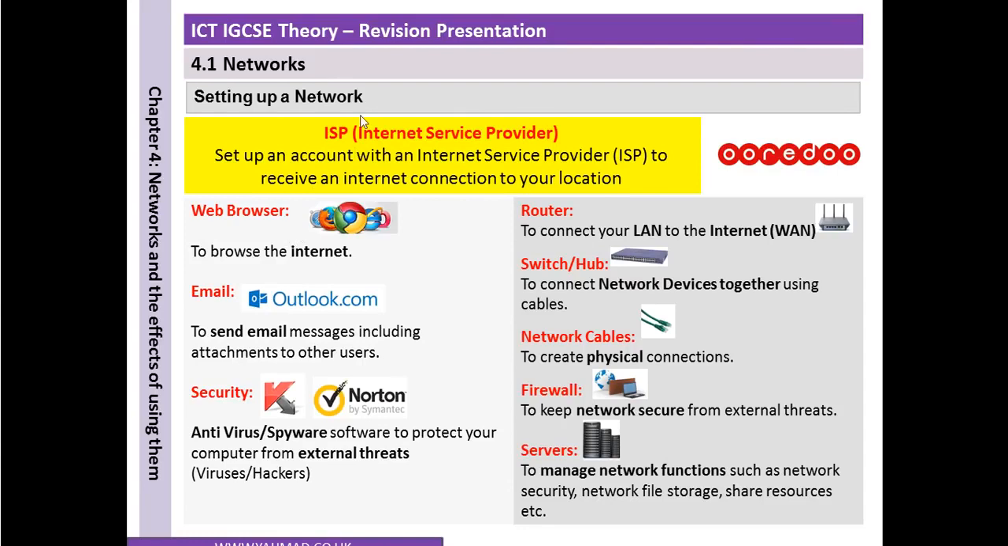Okay, so setting up a network, what is required? You need hardware and software and also an internet service provider. So let's start with the internet service provider. An example here in Qatar could be Ooredoo or Vodafone; in the UK, it could be BT or Sky. You need to set up an account with the internet service provider to receive an internet connection.